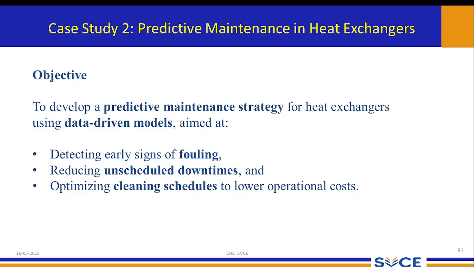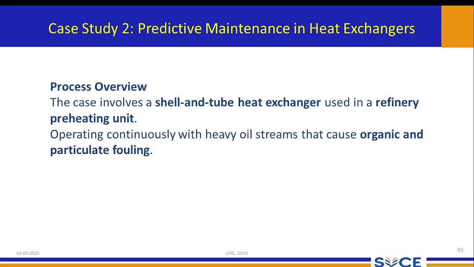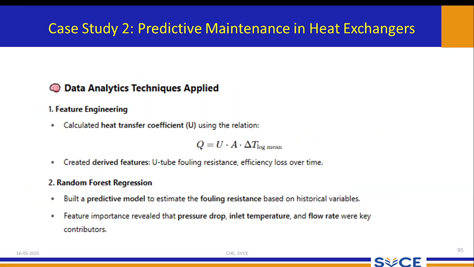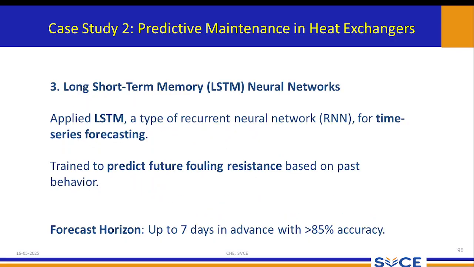Then we'll go for the second case study, predictive maintenance in a heat exchanger, which we have already covered extensively, so I'll quickly go through it. These are the data to be considered, with feature engineering and random forest regression. Random forest regression is a supervised learning method that built a predictive model to estimate the fouling resistance based on the historical variables. Feature importance revealed the pressure drop, input temperature, and flow rate were key contributors.